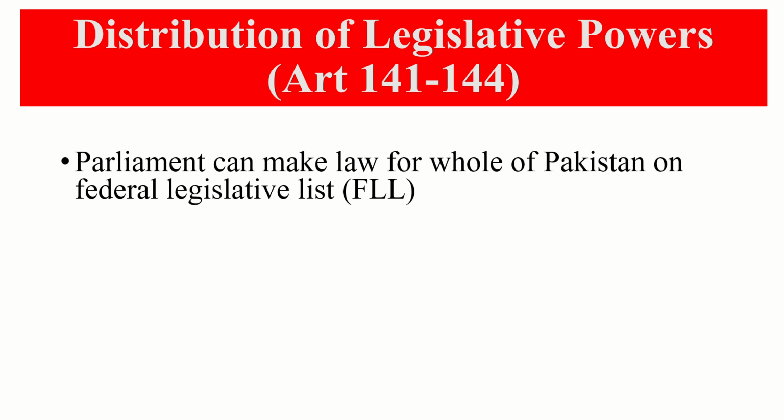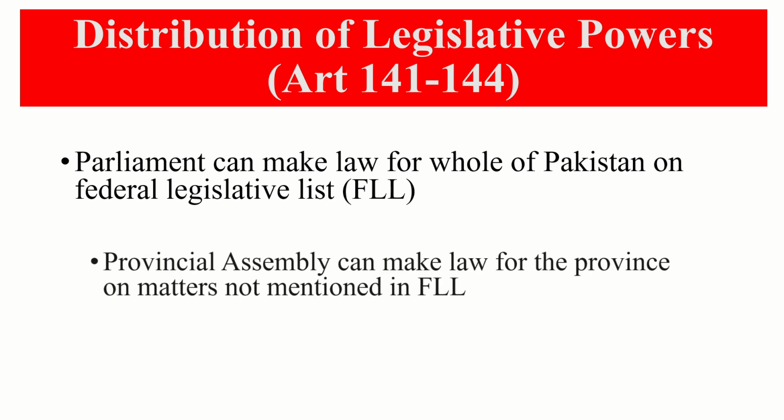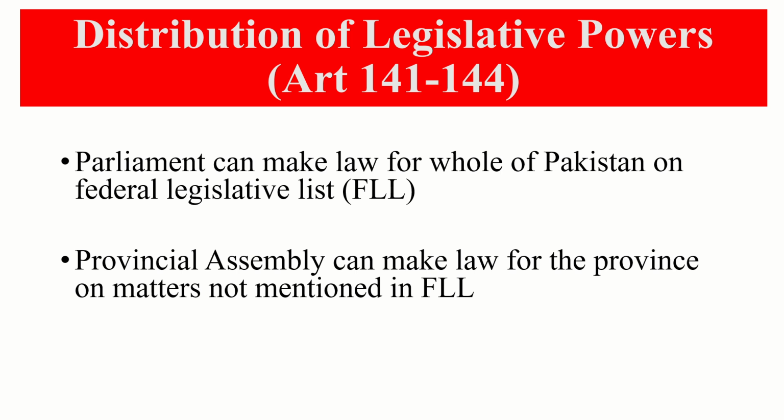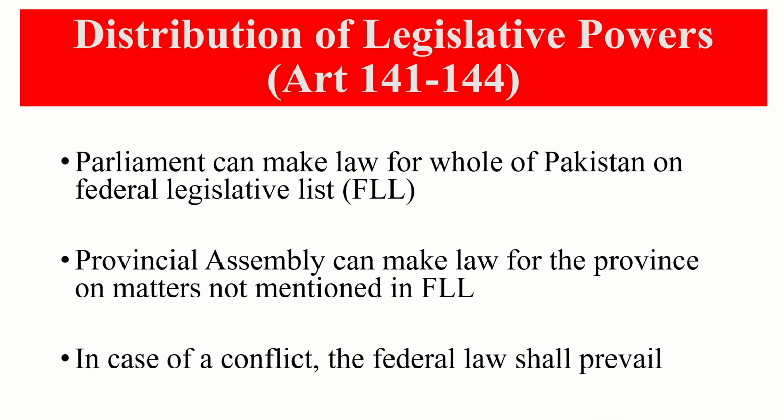Parliament can make law for the whole of Pakistan on any matter which is mentioned in the federal legislative list, and a provincial assembly can make law for the province concerned on any matter which is not mentioned in the federal legislative list. If there is a conflict between a federal law and a provincial law, then the federal law shall prevail. Parliament can make law for the whole of Pakistan on the federal legislative list. This has already been defined.